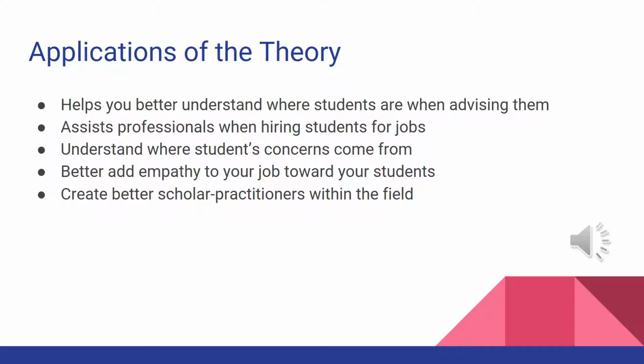Some applications of the theory. This theory helps you better understand where students are when advising them. It assists professionals when hiring students for jobs, so we can ask them questions geared towards which vector they're in without necessarily talking about the 7 vectors. We understand where students' concerns come from. This is really important. We are better able to add empathy to our jobs towards our students because we better understand where they're coming from and where they are. And we create better scholar practitioners within the field.